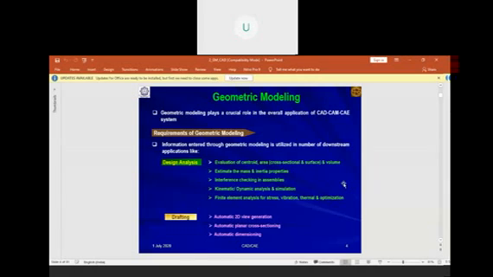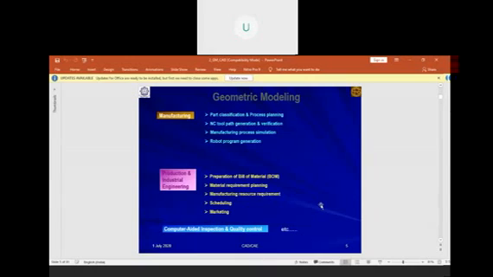Another downstream application is drafting: automatic 2D drawing generation is possible using the 3D model. If your 3D model is correct, only then will you get the correct 2D drawing. If the 3D model is not correct, then your 2D drawing will also be incorrect. That is why correct geometric modeling is very important, because it will be used for automatic drafting, automatic dimensioning, and automatic sectional view generation.